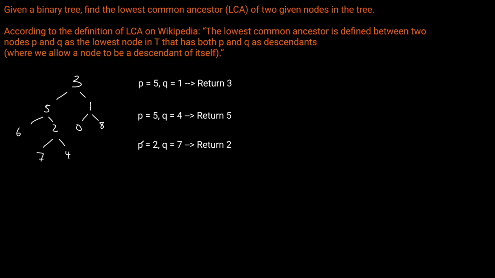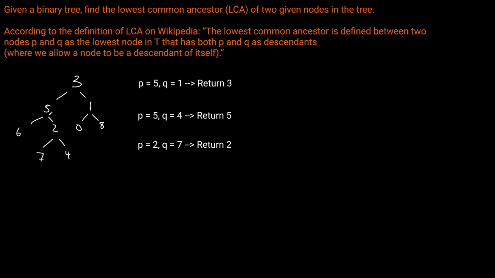But what about this case where P equals 2 and Q equals 7? Well, again, because we allow a node to be an LCA of itself, the 7 and the 2 meet here at the 2. So that's why we're going to return 2. So this problem is relatively simple in that there's only 3 cases that can occur. And we've actually just gone over them with these examples.